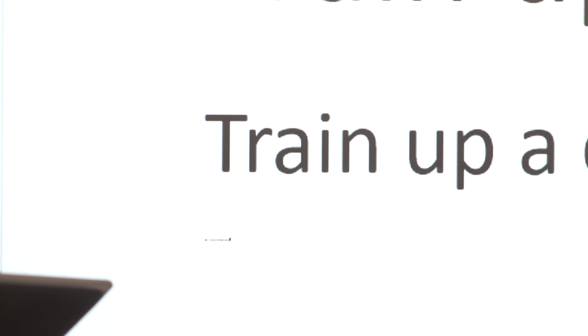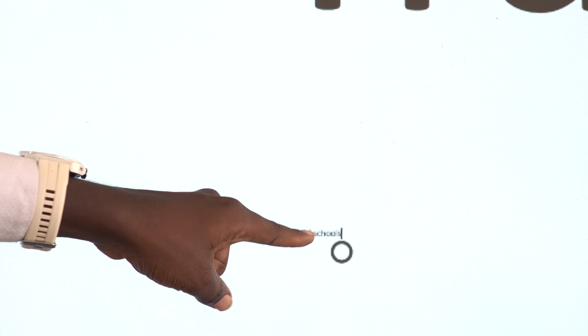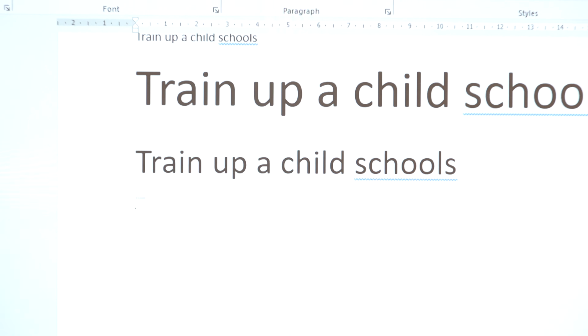Now, let me zoom in. That's the biggest it can zoom. You see the very tiny words, Train up a child's school, very tiny. That is size 1. Okay, let's zoom back to our normal size. Now, that is size 1. Now, let's try another size.